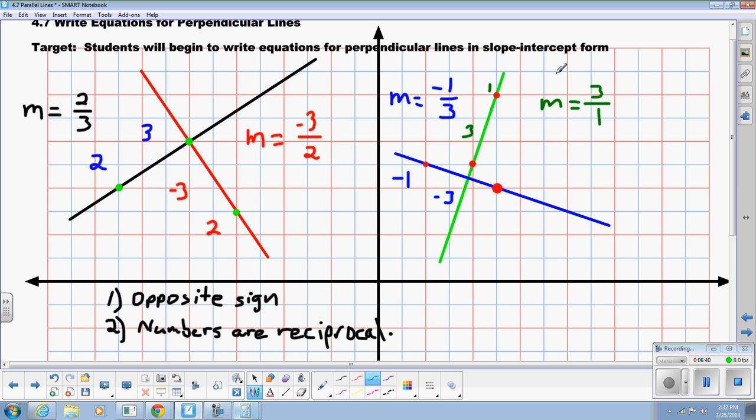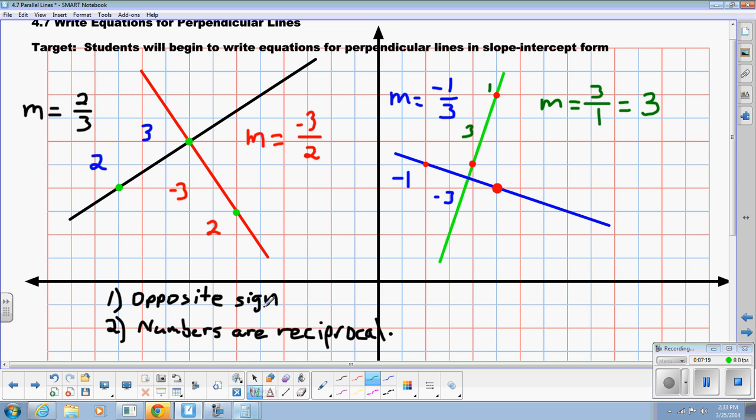Do we have opposite signs? Yes. Blue is negative. Green is positive. That's a good thing. Look at the numbers. Are they flipped? 1 over 3 and 3 over 1. So the numbers are flipped. In your book, they try to get tricky. They don't write it as 3 over 1. They write 3. So we have to remember that there's an imaginary 1 written underneath there, to remind us that 3 over 1 is the same as 3. So -1/3, its reciprocal with the opposite sign is +3. If I want the reciprocal of 3, it's going to be 1/3. Opposite sign means it's negative. So that's how that works.